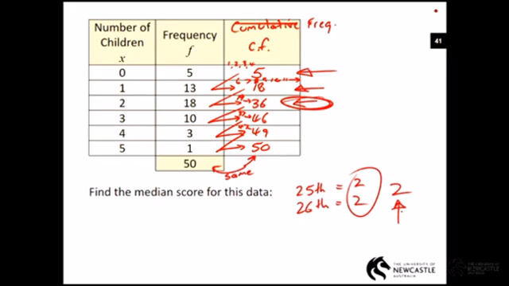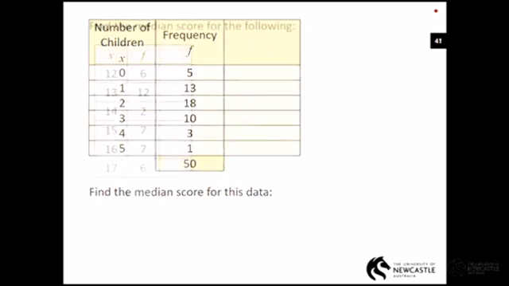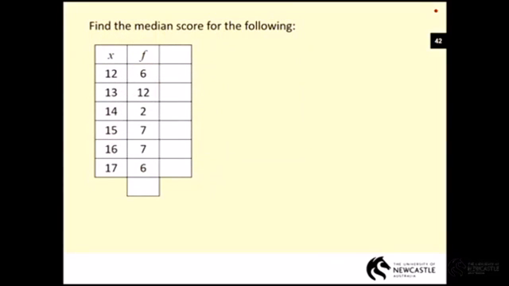So the median score for this data was just 2. Okay? Now let's do another. I know these are a pain.